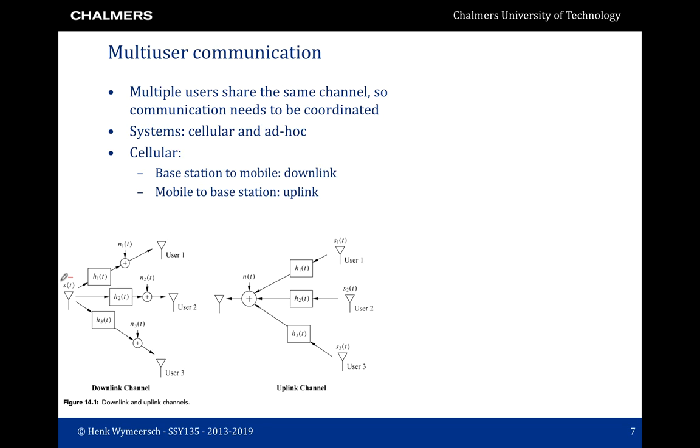In the left side figure, we have the base station transmitting signals to different users over an individual channel per user. Each user sees the transmitted signal convolved with the channel plus additive white Gaussian noise. In the uplink, on the other hand, each user sends an individual signal, so the signal depends on the user, over the channel again, and then the signals are added up plus noise. So the receiver sees the superposition of the signals coming from the different users, each convolved with their own channel and one additive noise.